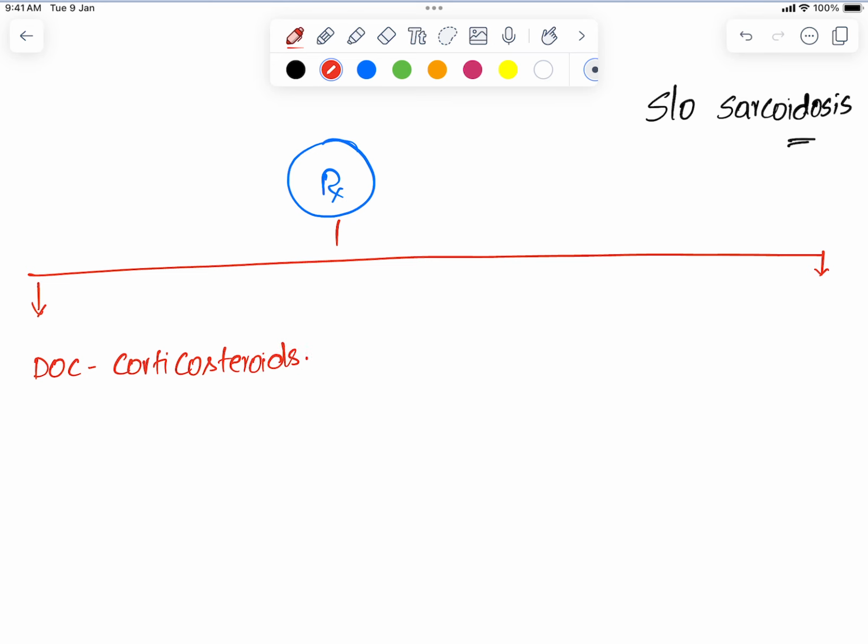Right, the drug of choice will be the corticosteroids. And within this corticosteroid, the drug that we give is prednisolone. And this prednisolone should be given in a dosage of 0.5 to 1 milligram per kg body weight.